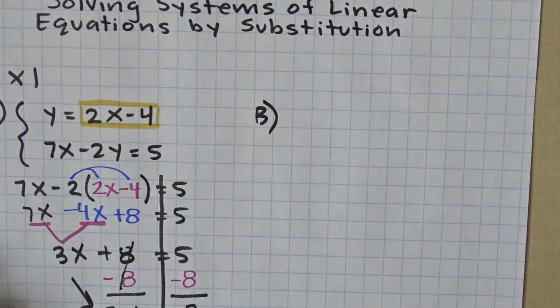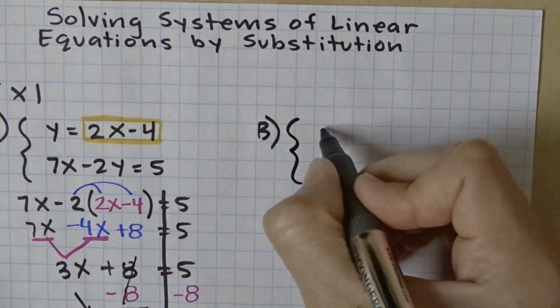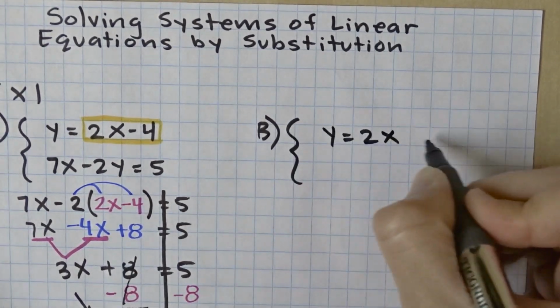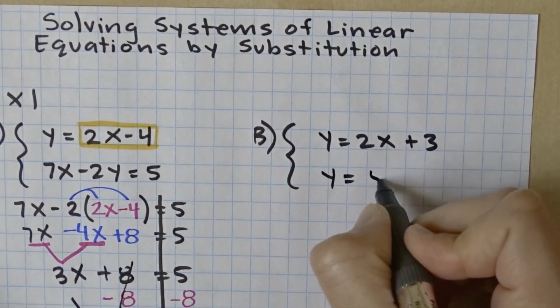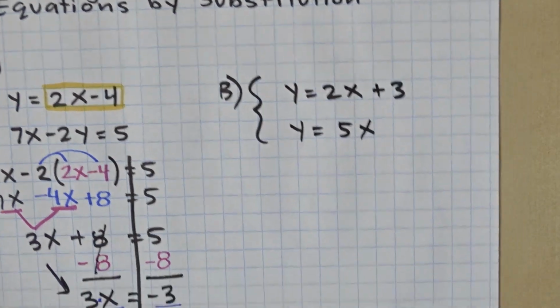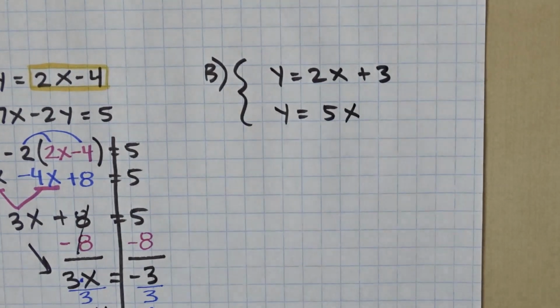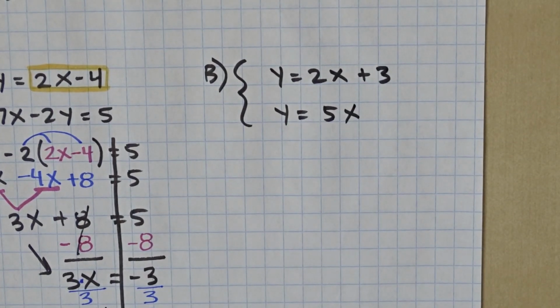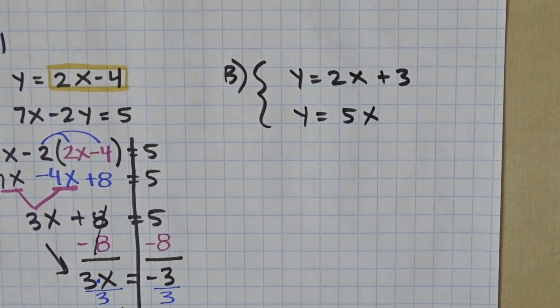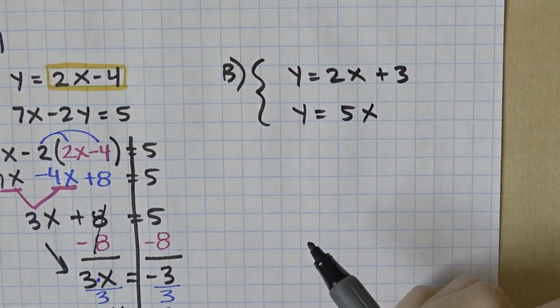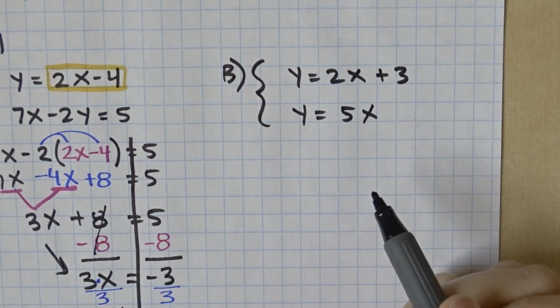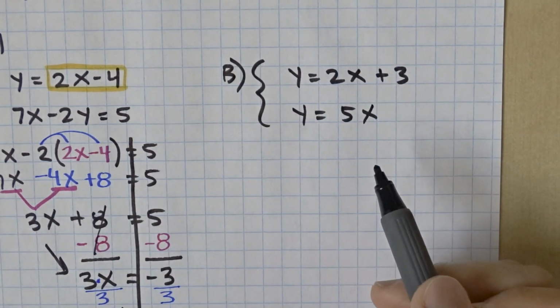Y equals 2x plus 3. And y equals 5x. Now notice this one has two isolated variables. So in this case, it's like saying Miss Flores equals Blanca and Miss Flores equals Estella, my middle name. Some people call me Blanca, some people call me Estella.